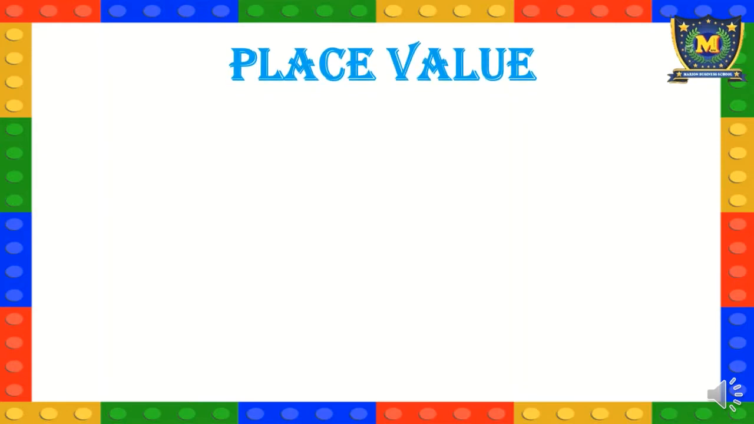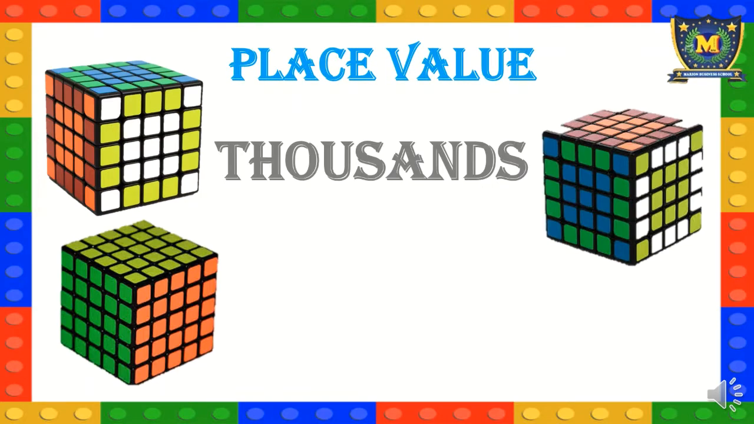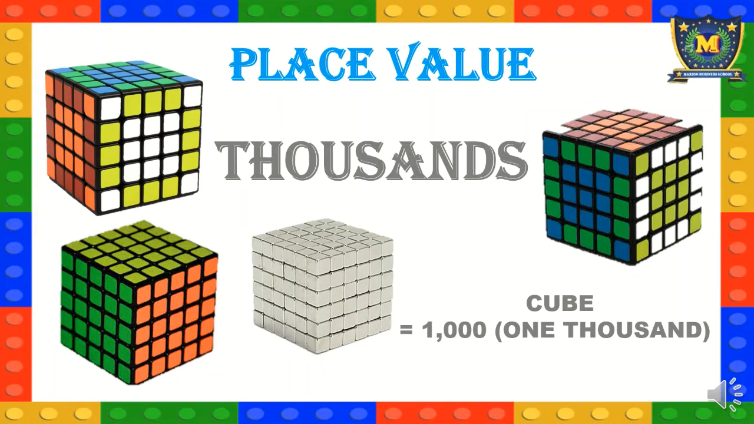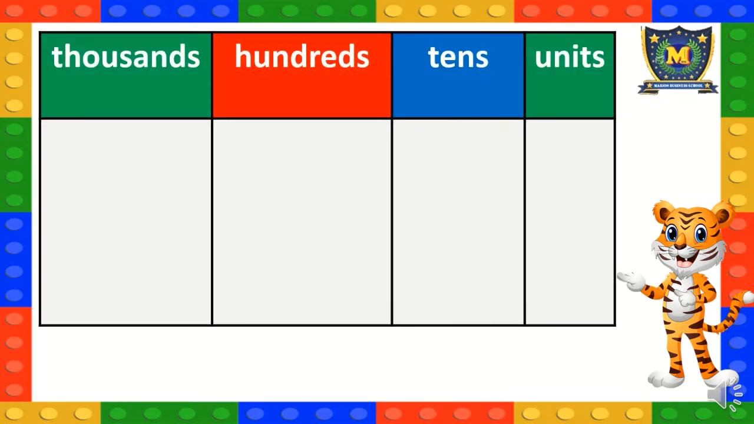Now let's begin the lesson. Place value, thousands. So we are now on the thousands place. Remember that in this lesson, we need this cube, and 1 cube is equal to 1000. Now I will show you how to set up cubes in their place value. To set up, I need this beading board. Now I'm going to set up.